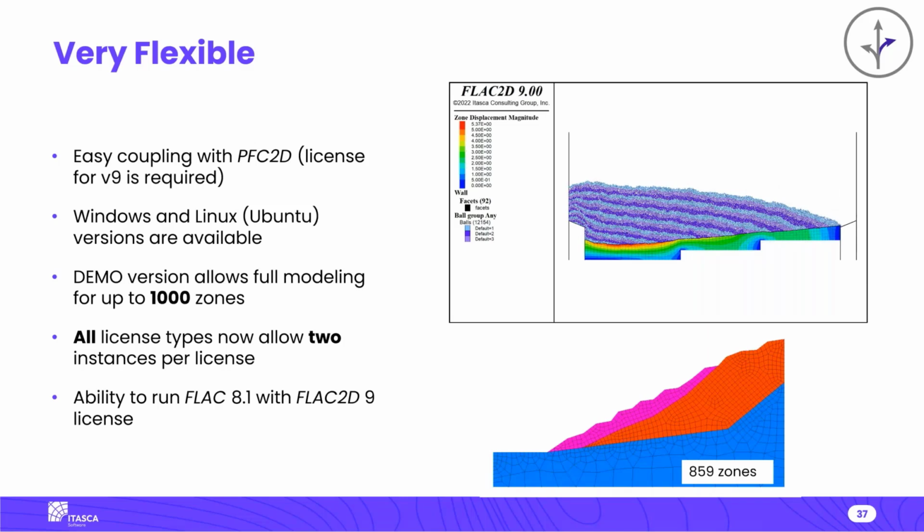FLAC2D is available on both Windows and Linux platforms. FLAC2D allows running a demo version with up to 1,000 zones, and you can see here on the right that you can create a relatively decent model with 1,000 zones and run full FLAC2D functionality. We also now allow, or FLAC2D supports, all license types, including web licensing. And the FLAC2D license allows you to run FLAC 8.1 using the FLAC2D license.